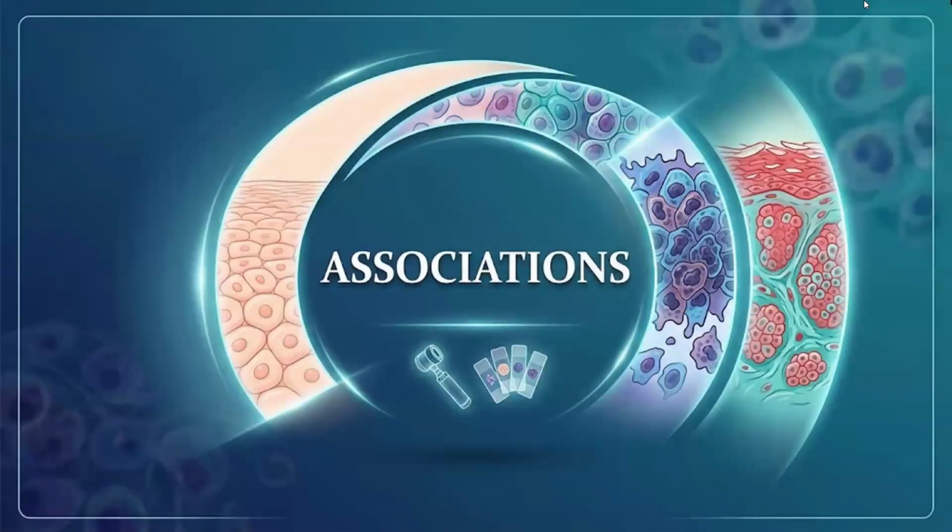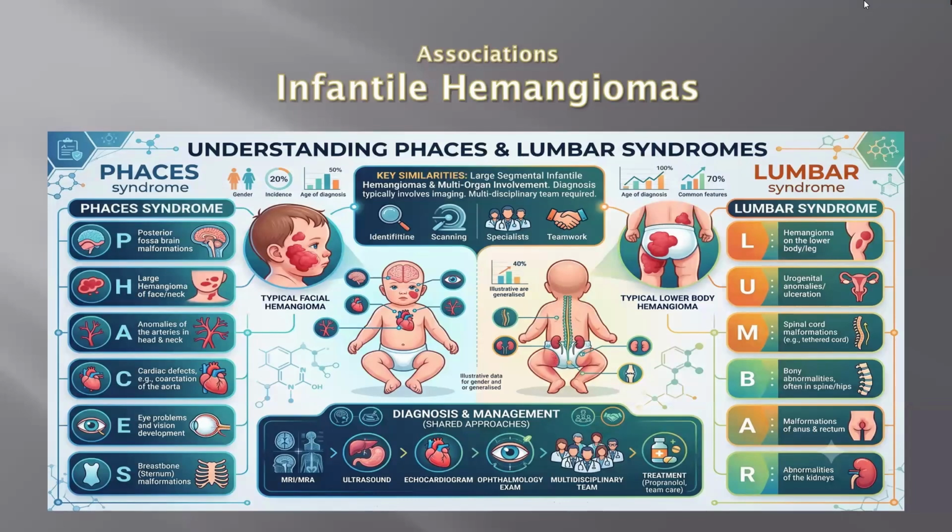It is also of extreme importance to recognize associations of infantile hemangiomas, the most famous of which is the PHACE syndrome and the LUMBAR syndrome. In PHACE syndrome, we have posterior fossa brain malformations, large hemangiomas of the face, anomalies of the arteries, and affection of the heart, the eye, and the sternum. In LUMBAR syndrome, in addition to segmental hemangiomas affecting the lower part of the body, we have urogenital abnormalities, spinal cord and bone abnormalities, malformations of the anus and rectum, as well as renal abnormalities. Once recognized, these syndromes require a multidisciplinary approach to provide appropriate treatment.